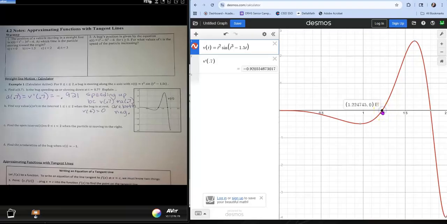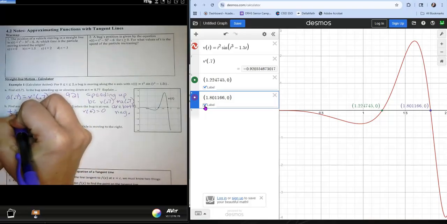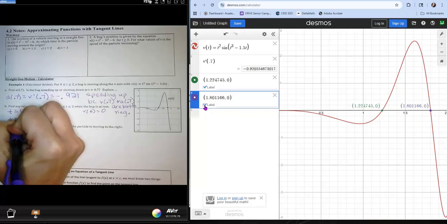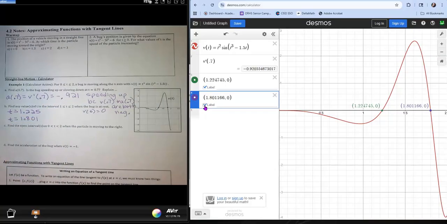So I want to click there. This little button will save that point for you. If I click it, it's going to just appear over here. I can even label it so that I know that value. Let's see if we can get the other one. See if I slide until I want to click and find it. There it is. If I click on the intersection, it just pops up right there. Nice. Those are my 2 at rest. So it's at rest at 1.225, and it's at rest at 1.801.